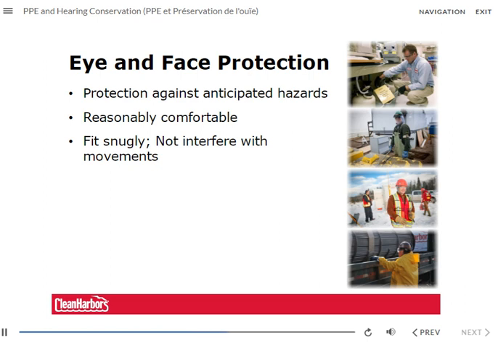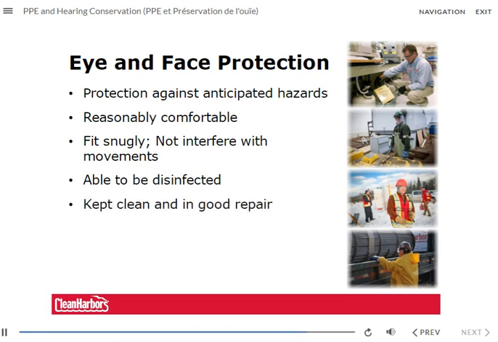In situations where safety glasses are shared between individuals, it is required that they be disinfected between each use. If the equipment can't be cleaned or shows signs of any type of damage, it should be replaced with new equipment.